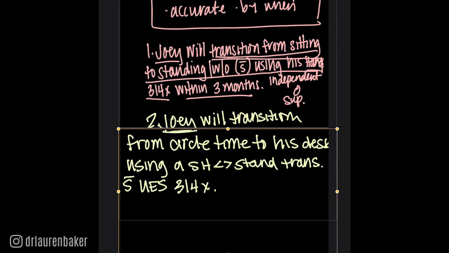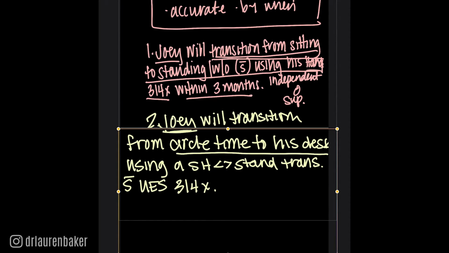So by saying that he's going to go from circle time to his desk, that makes this a very specific transition. And you could also say then transition from sitting to standing in order to go from circle time to his desk without using his hands 3 out of 4 times.